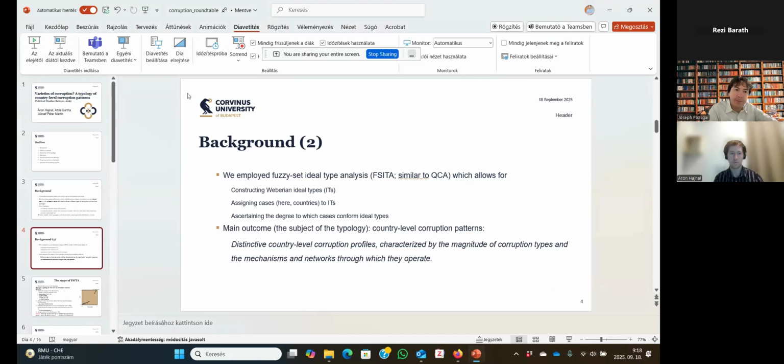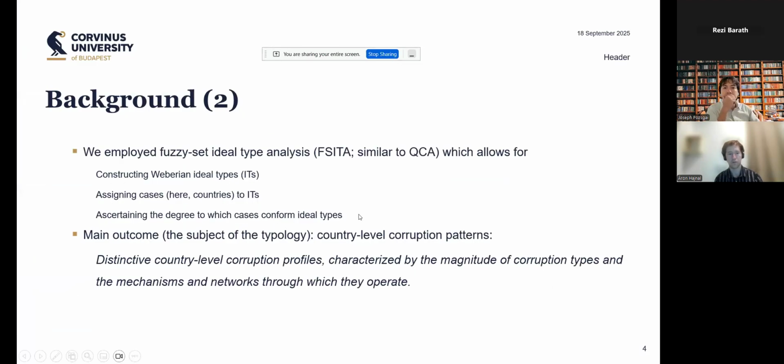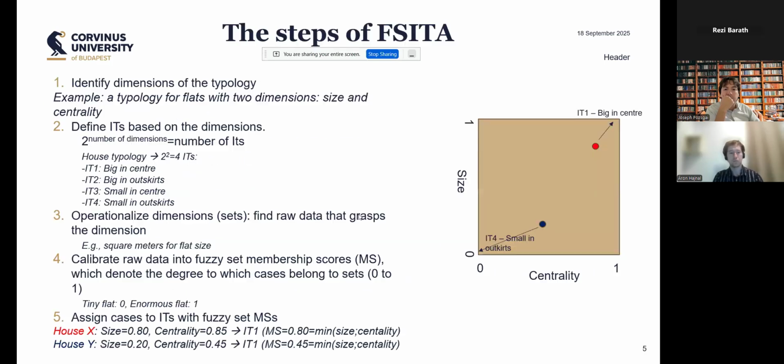But sure. So our main outcome is country-level corruption patterns, which refer to distinctive country-level corruption profiles, which are characterized by the magnitude of corruption, corruption types, and the mechanisms and networks through which they operate. So this is the country-level phenomenon for which we set out to develop a typology. Now I will briefly present the steps of fuzzy set ideal type analysis using an example. I thought this may be useful before I actually present the typology for corruption patterns.